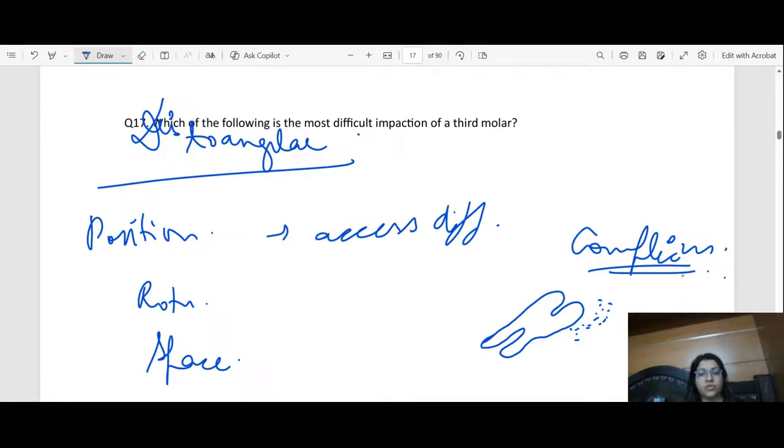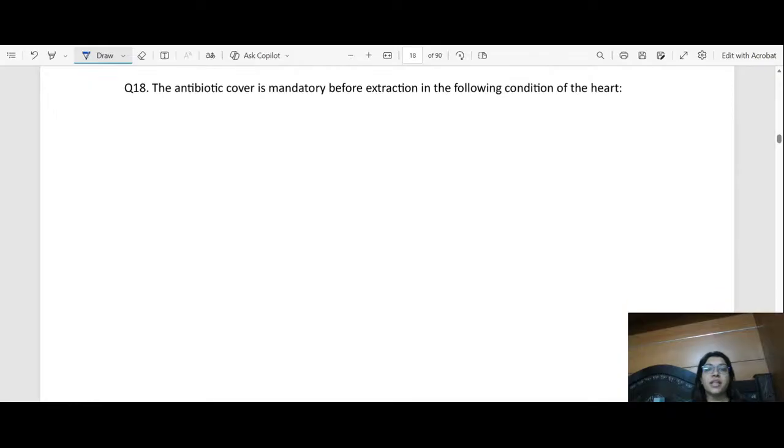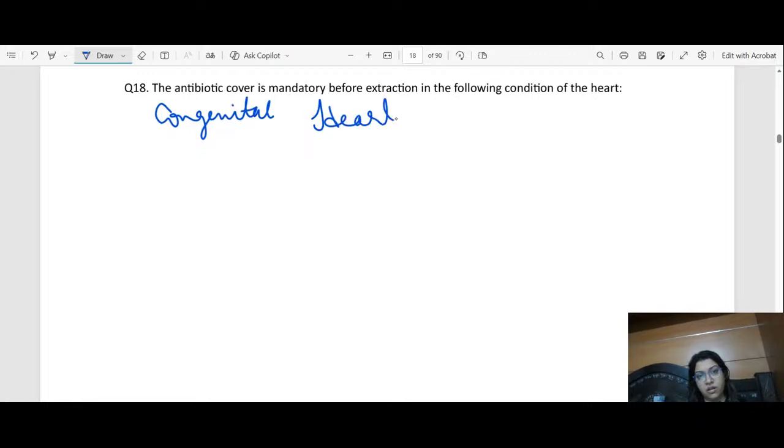Let's come to the next question. The antibiotic cover is mandatory before extraction in the following condition of the heart: ischemic heart disease, hypertension, congestive cardiac failure, or congenital heart disease. So the answer here is congenital heart disease.